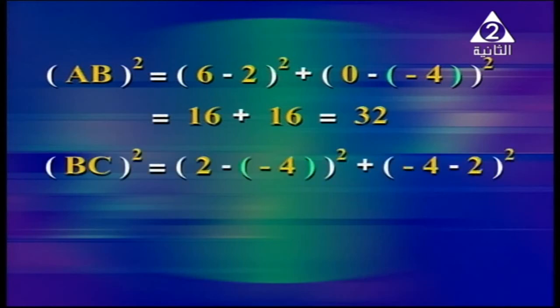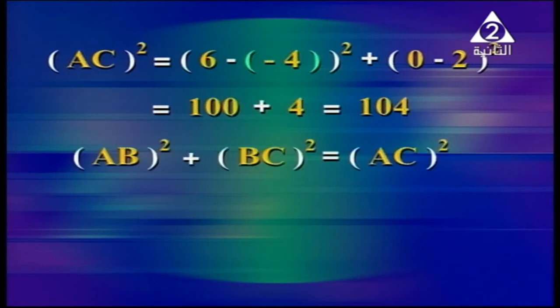AB squared equals (6 - 2)^2 + (0 - (-4))^2, so it is 16 + 16 = 32. What about BC squared? Of course, it is (2 - (-4))^2 + (-4 - 2)^2 to obtain a result as 36 + 36, which is equal to 72. What about AC squared? It is equal to (6 - (-4))^2 + (0 - 2)^2, which is equal to 100 + 4 = 104.